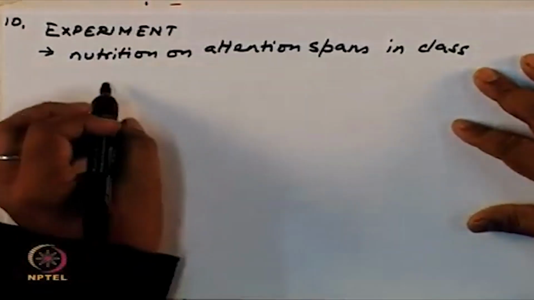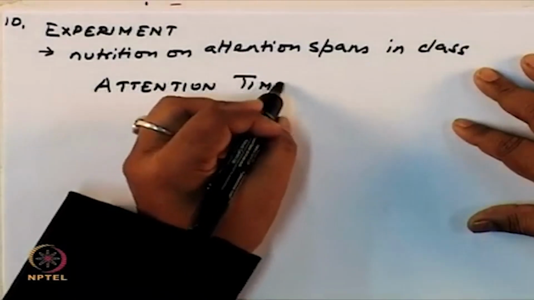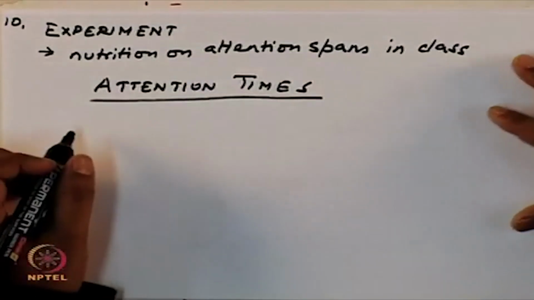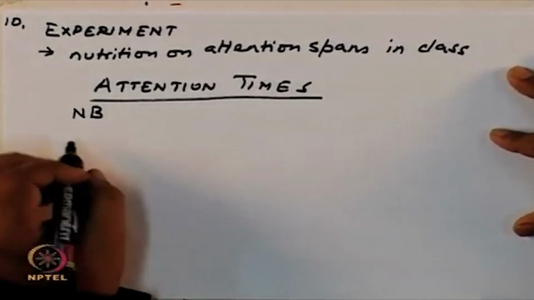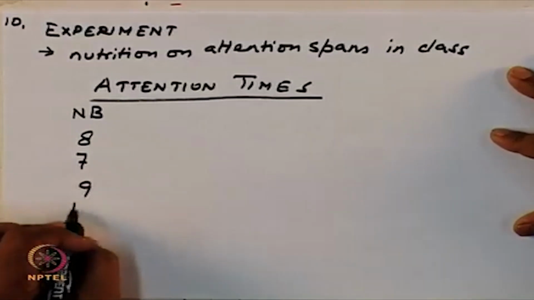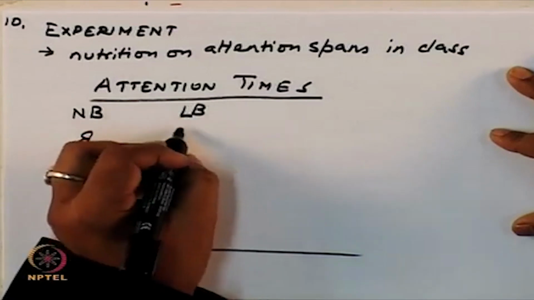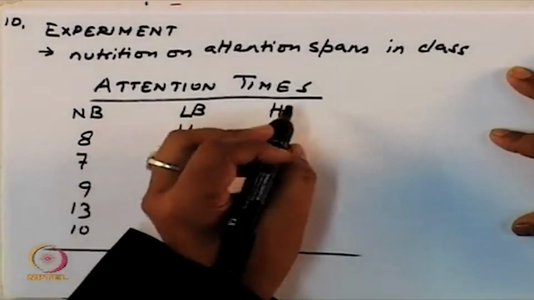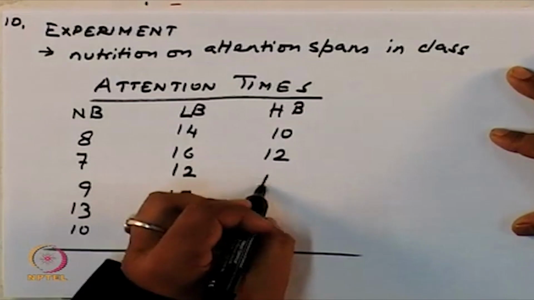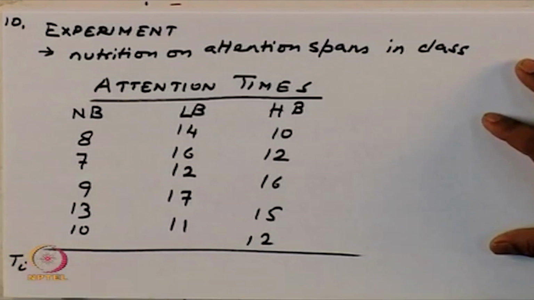So, I have a plot of attention times, and I have 3 categories, let us say 3 treatments. Students who did not have any breakfast, so no breakfast, the values are, who had light breakfast, and who had heavy breakfast. For each of these cases I can calculate Ti, where Ti is the total of sample i.